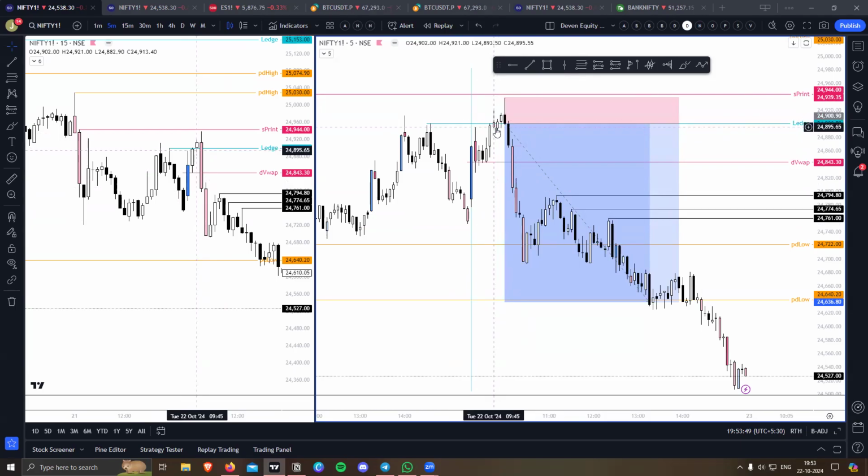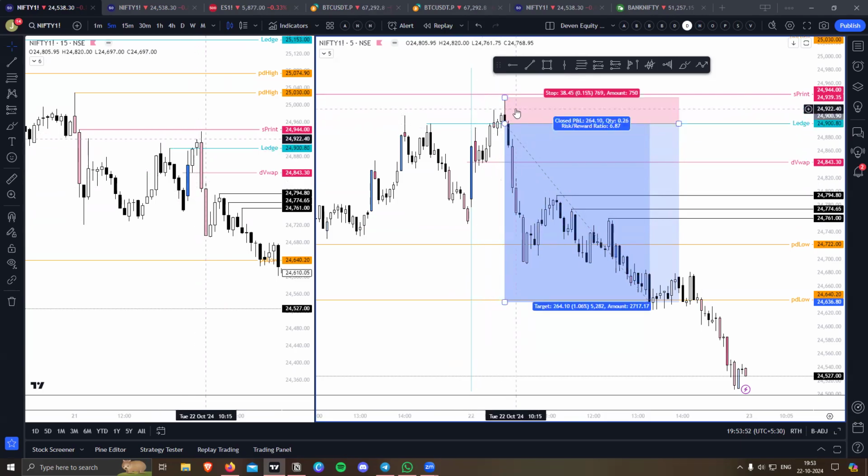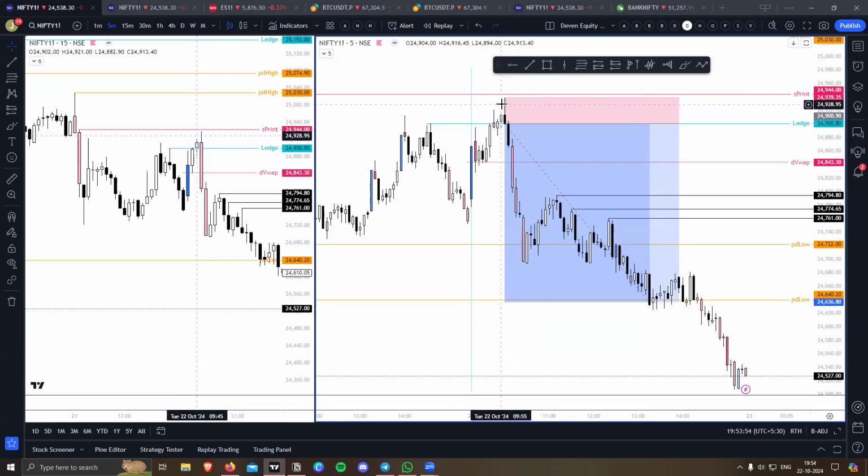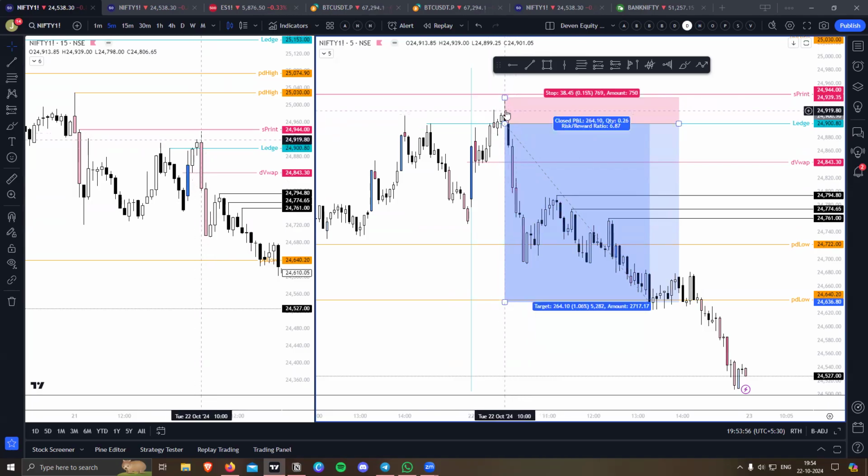So the first swing failure pattern, I entered it and it hit stop loss and I had to close in the same candle. As soon as we entered back, I entered the short again. The main first entry was around this point and I entered the full position around here.